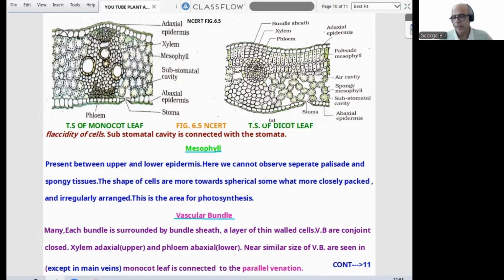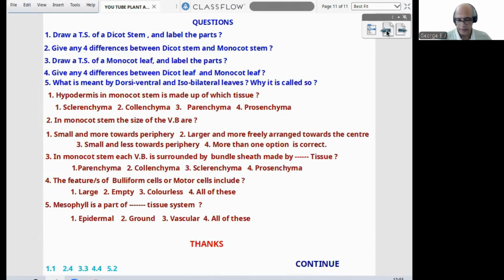Now comes the last part of the monocot leaf, the vascular bundles. They will be many. Each bundle is surrounded by a bundle sheath, a layer of thin-walled cells. Vascular bundles are conjoined, closed, with no cambium in both leaves. Xylem is on the upper side, adaxial. Phloem is on the lower side, that is abaxial. Near-similar size vascular bundles are seen, except in the main veins, in the monocot leaf, connected to the parallel venation. That is the NCERT statement. Then as usual, 5 theory questions and 5 NEET model questions with the key.